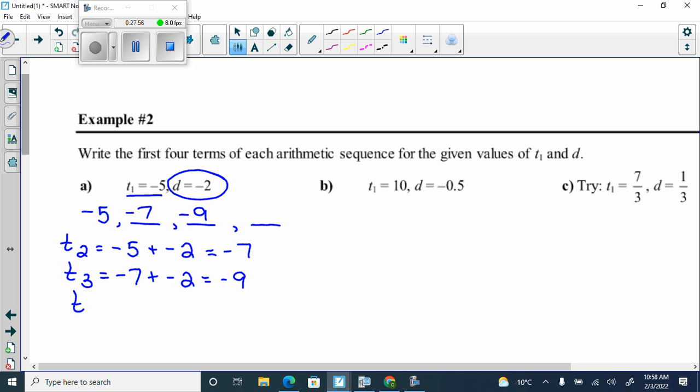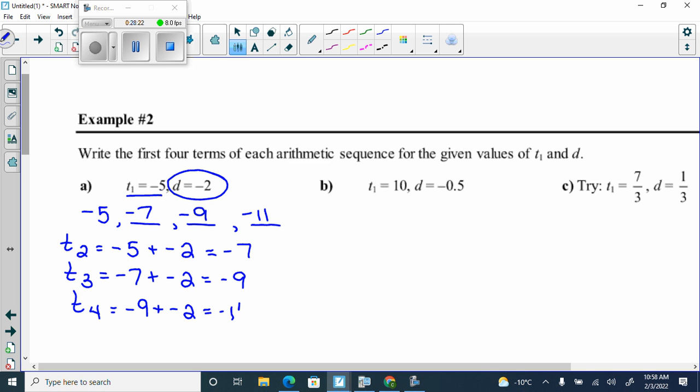And then term 4 is negative 9 plus negative 2, which is negative 11. And I have the answer, right? Is it getting smaller? Yes, more negative means smaller, right? Even though the numbers are getting larger, if they're getting more negative, they're getting smaller. Because negative 11 is less money than negative 9, right? If you think about it in money.